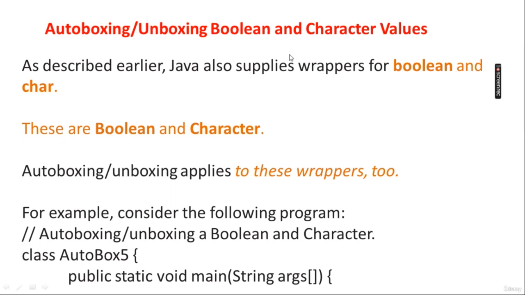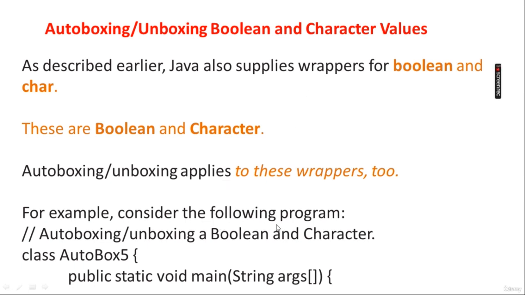Autoboxing and unboxing of Boolean and Character values. Java also supplies wrappers for boolean and char. These are Boolean and Character. Autoboxing applies to these wrappers too. So autoboxing will be applied to all the primitive types and their wrapper classes when needed. A primitive type will be converted to its wrapper class, and when it comes to primitive types, the wrapper class will be converted to primitive types.